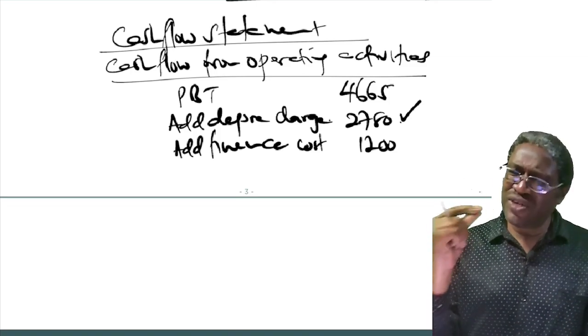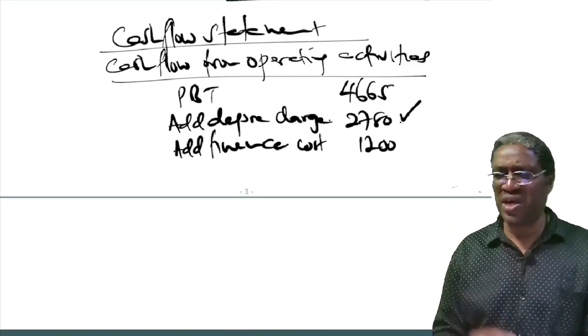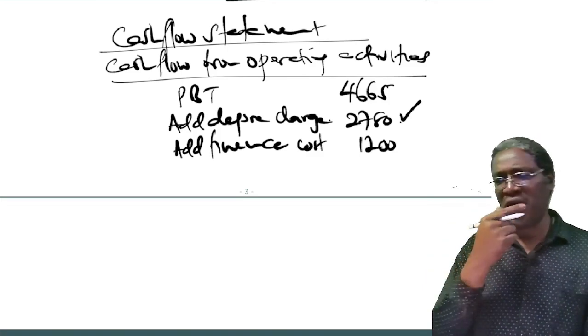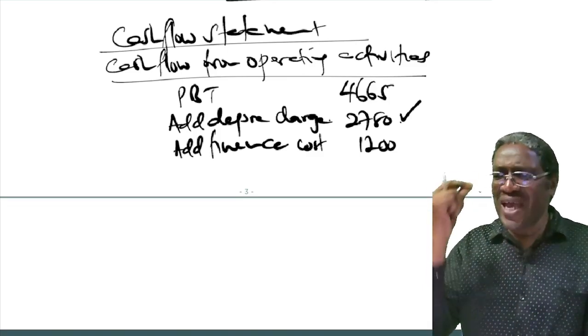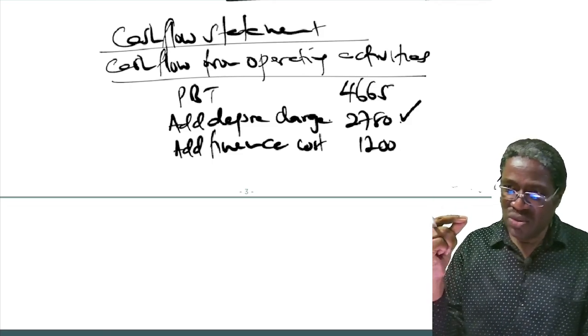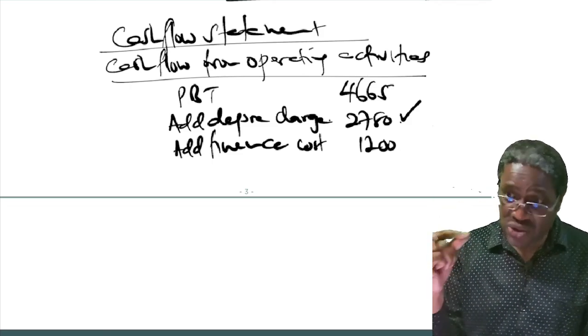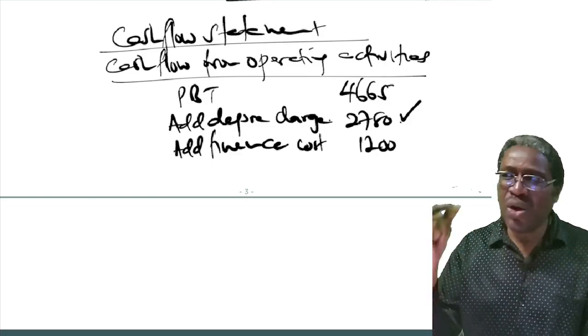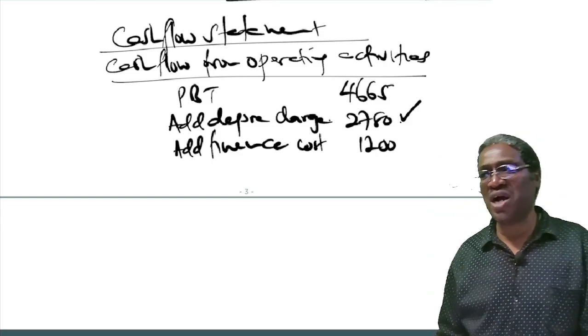To get this profit, they are calling 46.65. Is there any non-cash item they have shown me there? One of them is that finance cost. You can see it in the income statement. Is there any other? Let's go back to the income statement.